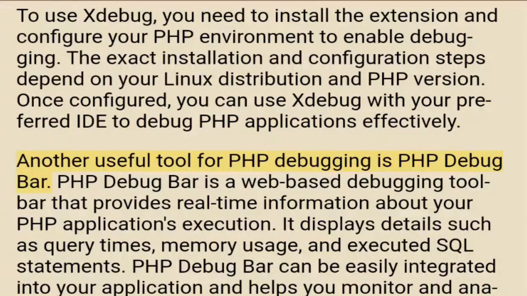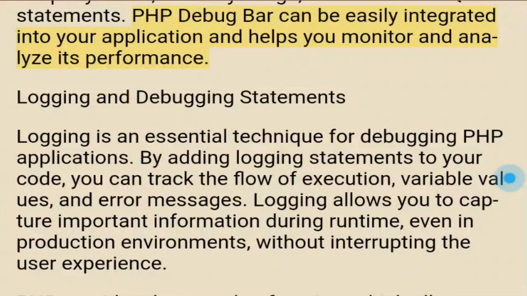Another useful tool for PHP debugging is PHP Debug Bar. PHP Debug Bar is a web-based debugging toolbar that provides real-time information about your PHP application's execution. It displays details such as query times, memory usage, and executed SQL statements. PHP Debug Bar can be easily integrated into your application and helps you monitor and analyze its performance.